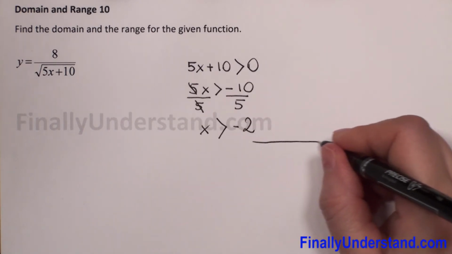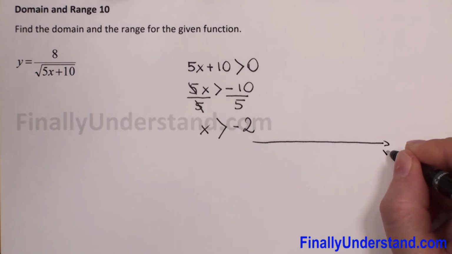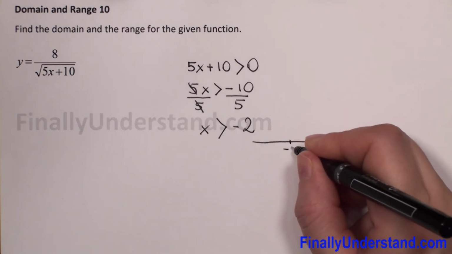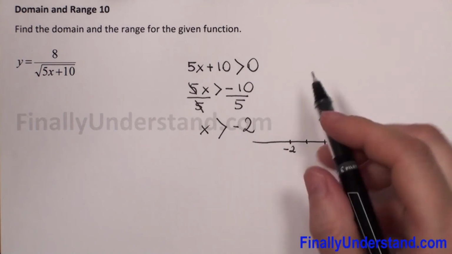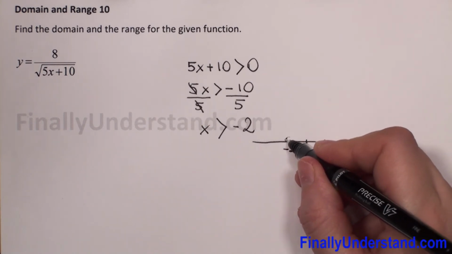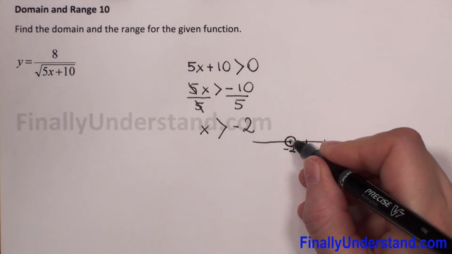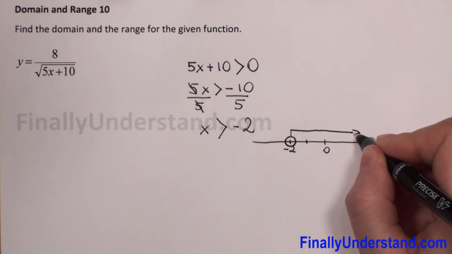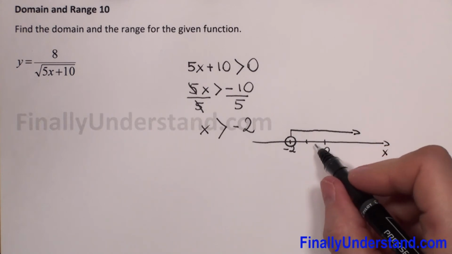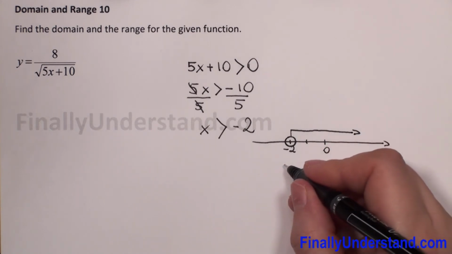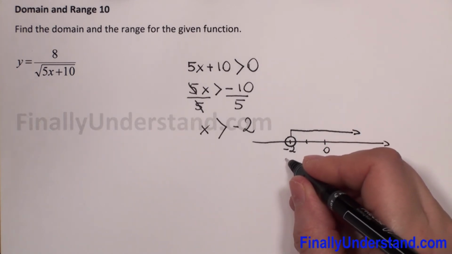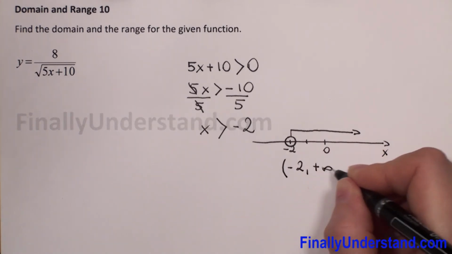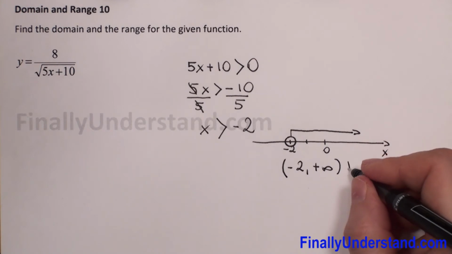So we have number line x 0, negative 1, negative 2. X is greater, so negative 2 is not included, and it's going to the right side because it's greater. It means to positive infinity. We have open interval from negative 2 to positive infinity. This is our domain.